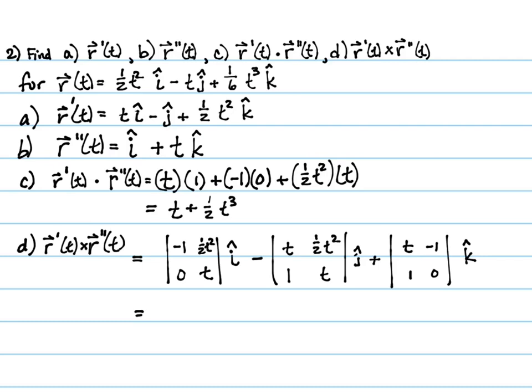Okay, what do we get for the cross product? Most of you seem to be done writing. T, 1/2 t squared, and 1. Okay, that's what I have as well. Is that okay? All right.